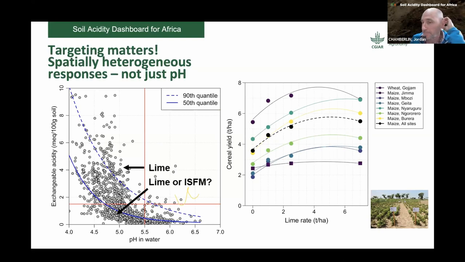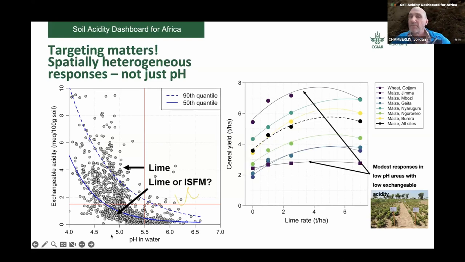And so this is just a hint. You can click again, please. So some of that variability is associated, in fact, with differences in exchangeable acidity.